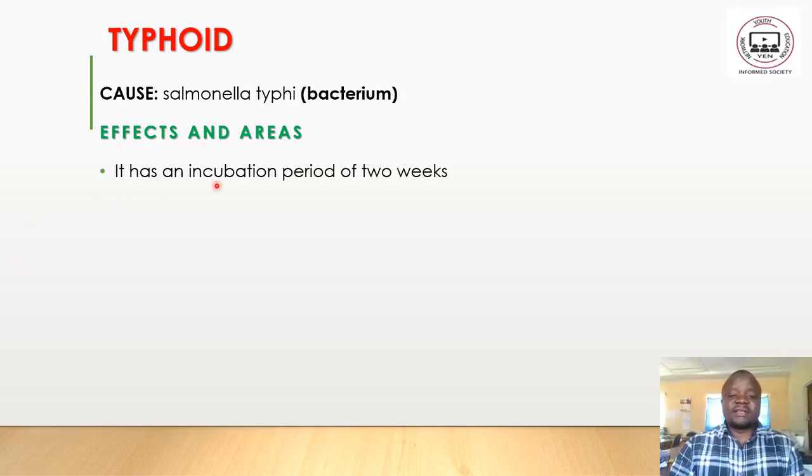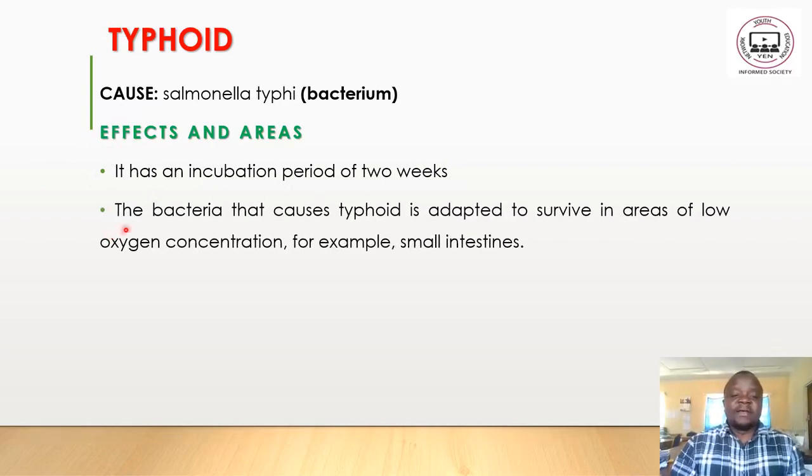So it has an incubation period of 2 weeks, that's 14 days. The bacteria that causes typhoid is adapted to survive in areas of low oxygen concentration. For example, it affects the small intestines as well. It can dwell in the small intestines as the Vibrio cholerae does. It is also an anaerobe. So the bacteria, Salmonella typhi, is also one of the examples of the anaerobes. It can also respire anaerobically to generate its energy.